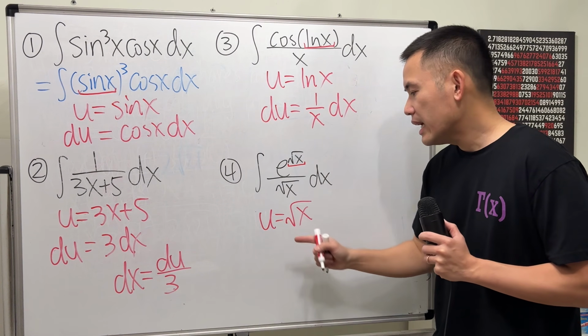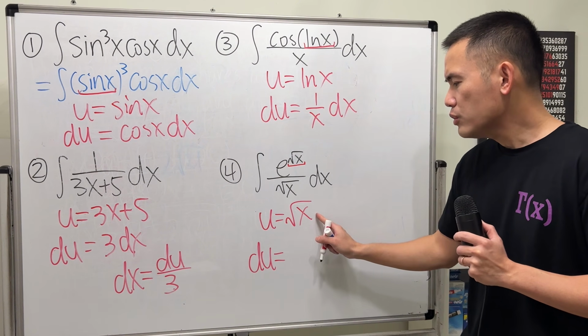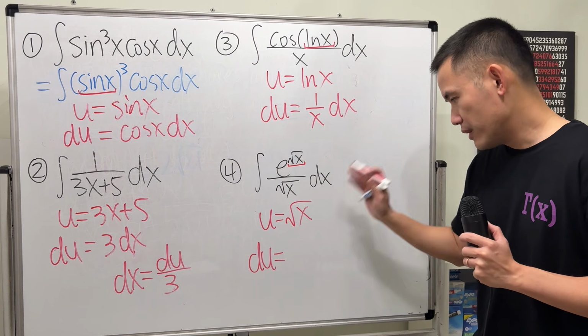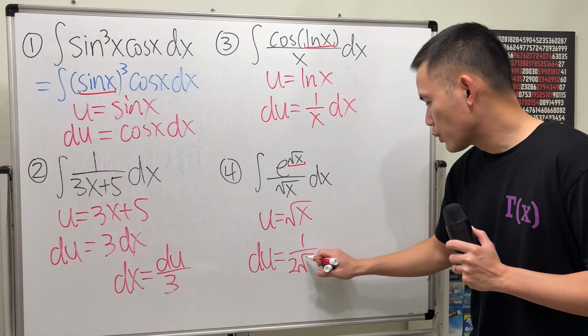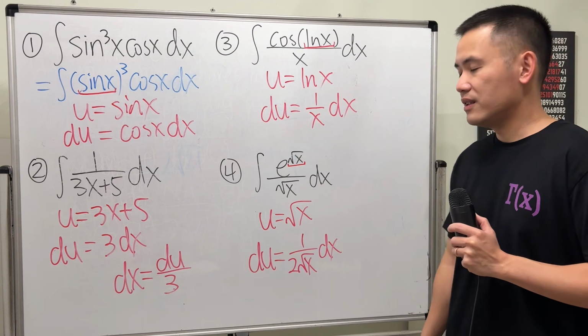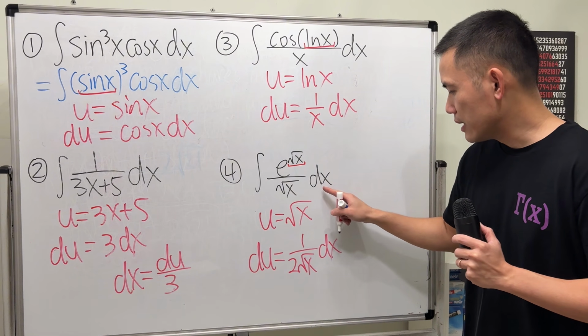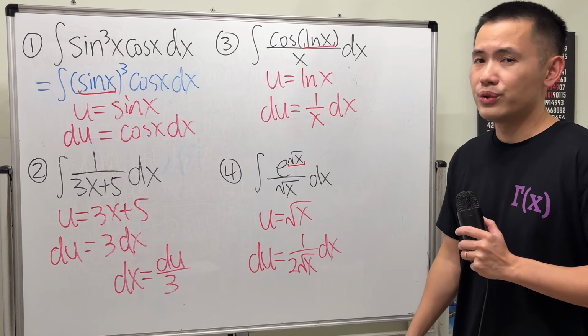Try it, and if you take the derivative, du is equal to... you should remember the derivative of square root of x. It happens a lot, so it's worthwhile to remember it. You get 1 over 2 square root of x, and then put on the dx. Now as you can see, you have the square root of x, and then that. They can cancel, but we do have an extra factor too.